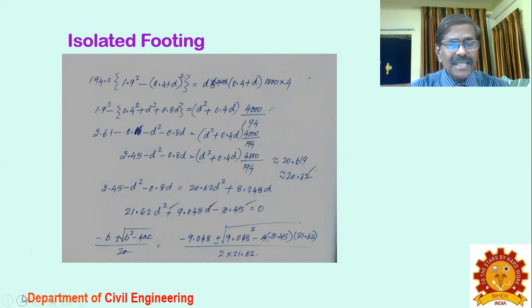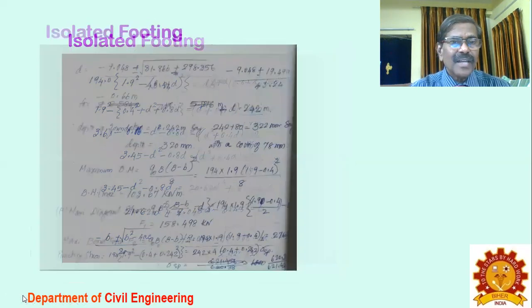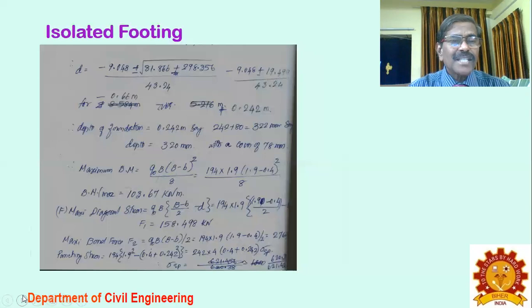You solve for D, it is equal to minus B plus or minus the square root of B square minus 4AC by 2A. You substitute for all those values, you get values of minus 0.66 and 0.242 meters. Obviously, the depth of the foundation cannot have a negative value, so the positive value of 0.242 meters is taken as the depth of the foundation.